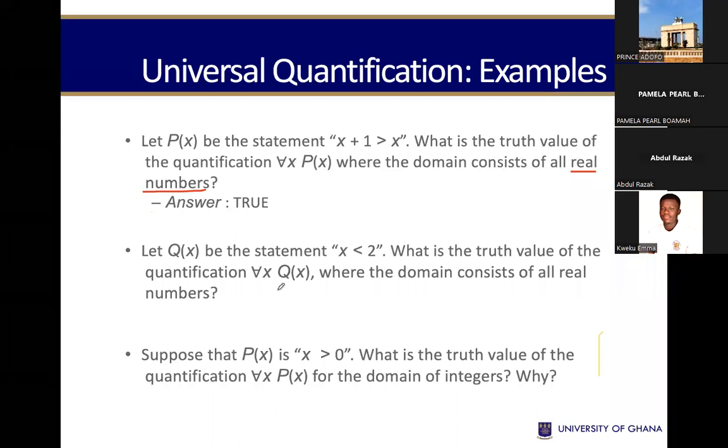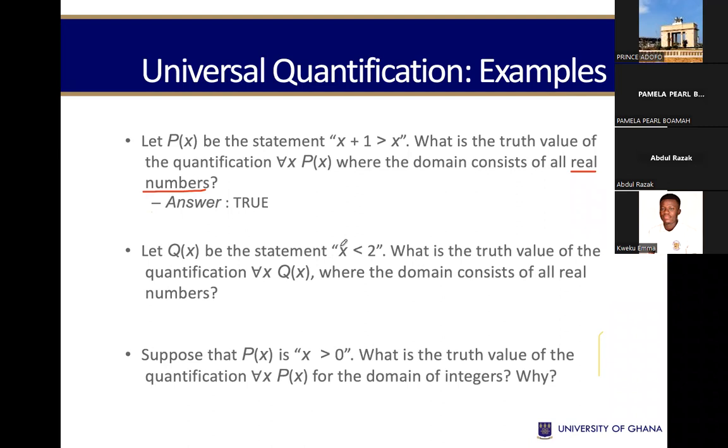This statement says that irrespective of the value of x, the value of x will always be less than 2 to make it true. Meaning that if I can get a value that is greater than 2, then this statement will be false. You and I know for sure that we can get a value like that. Assuming x is 3, is 3 less than 2? No. It's false.